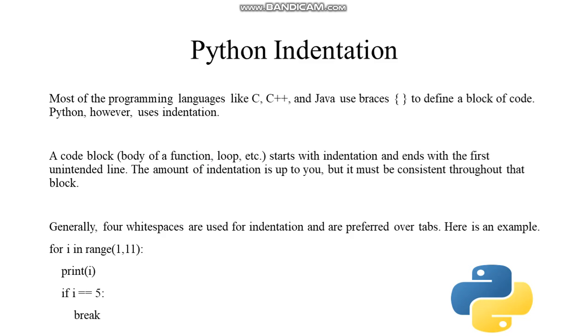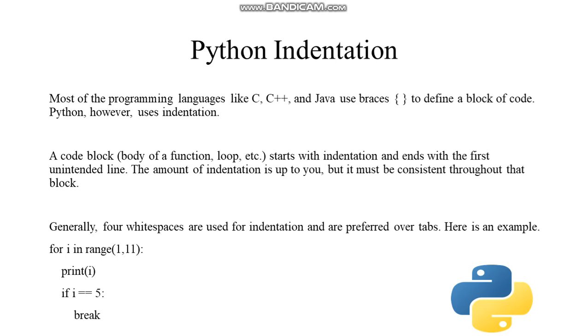Next topic is Python indentation, which is very important. Most of the programming languages like C, C++, and Java use braces to define a block of code. Python, however, uses indentation. A block of code, body of function, loop, etc. start with indentation and end with the first unindented line. The amount of indentation is up to you, but it must be consistent throughout that block. Generally, four white spaces are used for indentation and are preferred over tabs.